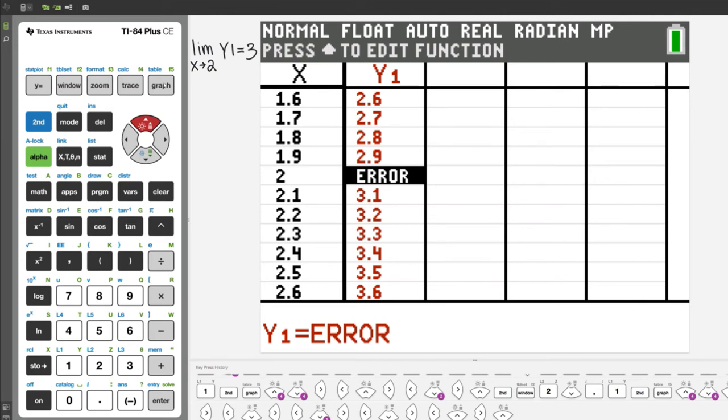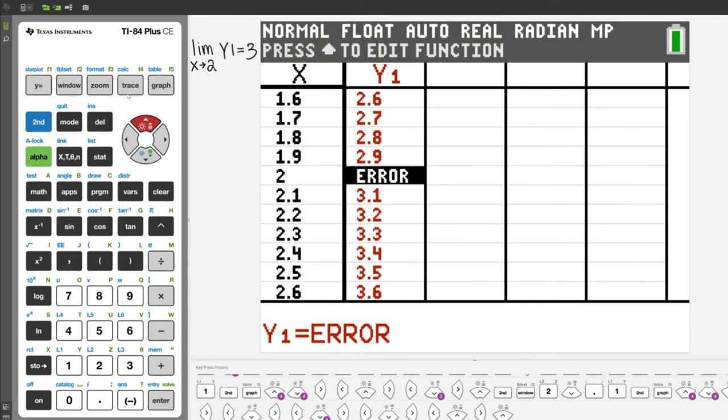That error is telling us that the function is undefined at x equals 2. There's no y value that corresponds to x equals 2. But the values around that, 2.8, 2.9, 3.1, 3.2, are showing us that the y value is approaching 3.